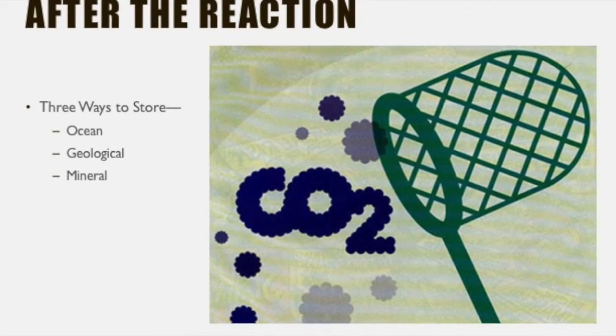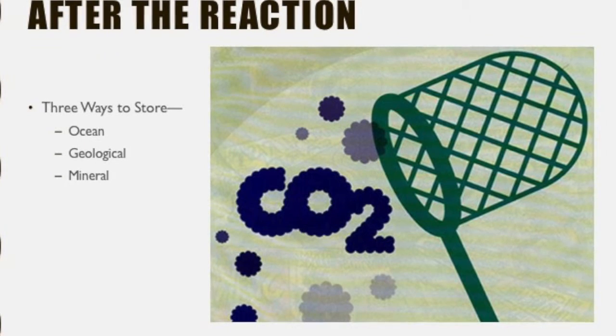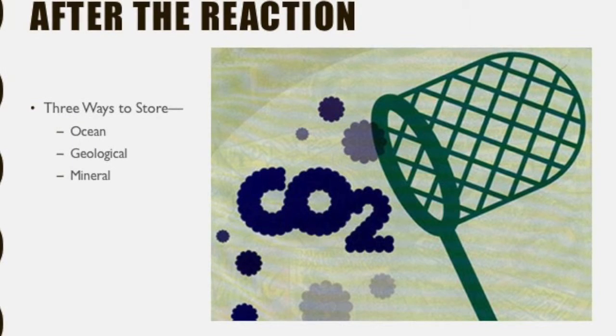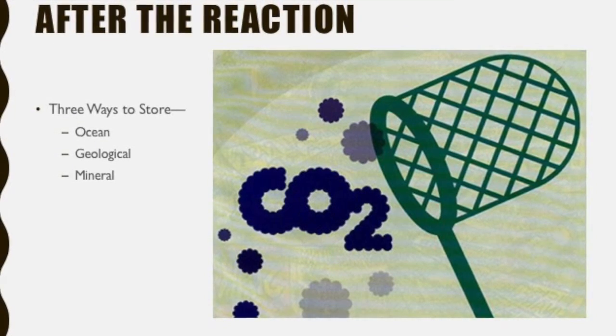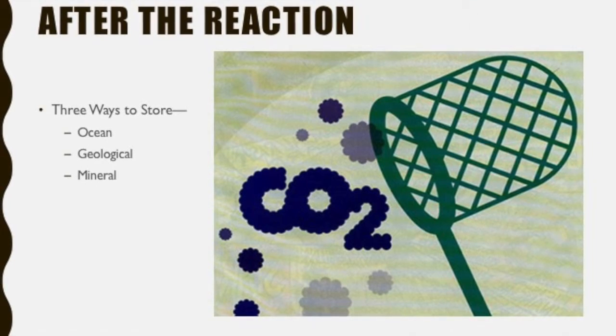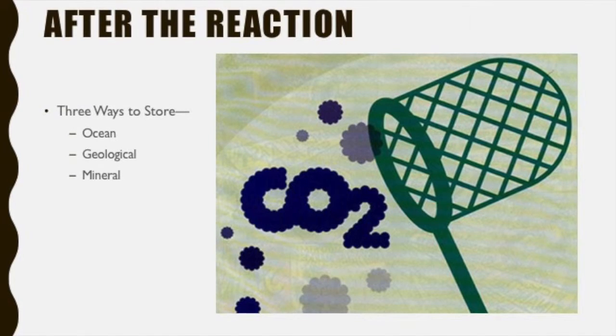Storage takes place once the transport is complete. There are three types of storage, and they are ocean, geological, and mineral. Ocean storage is when you store the excess carbon dioxide in the ocean, but because of EPA regulations it has become illegal because of the harmful effects on the ocean ecosystem.